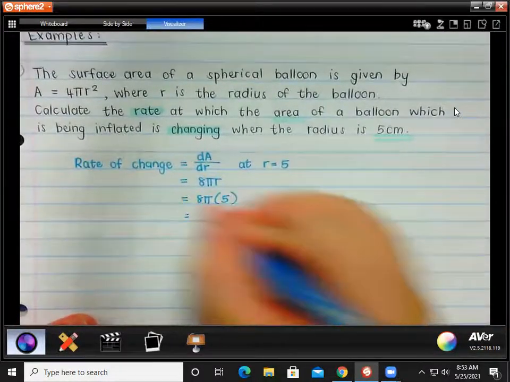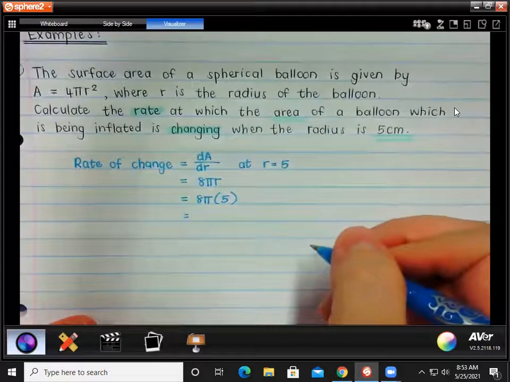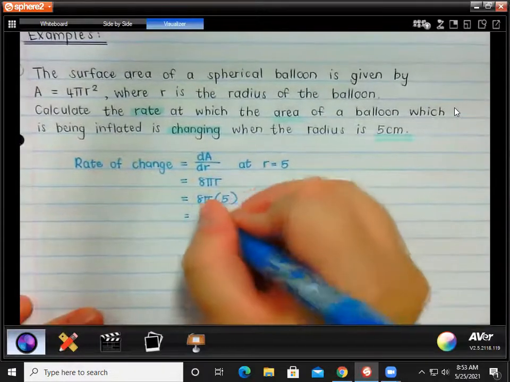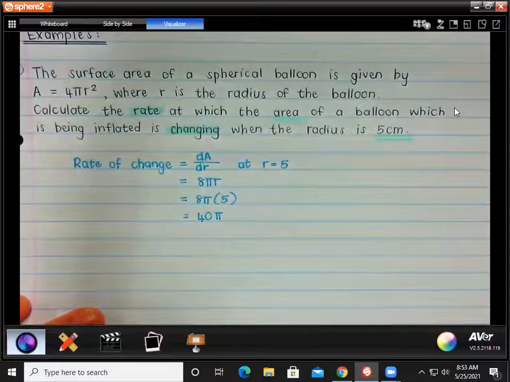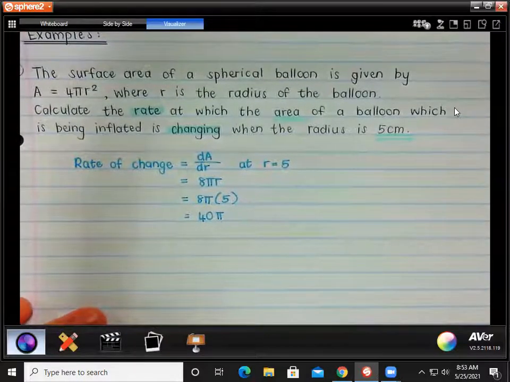Then you can actually just leave this in pi form. 40 pi, that's fine. Or you can write it in decimal form, it's okay.